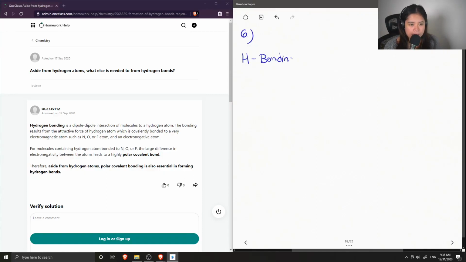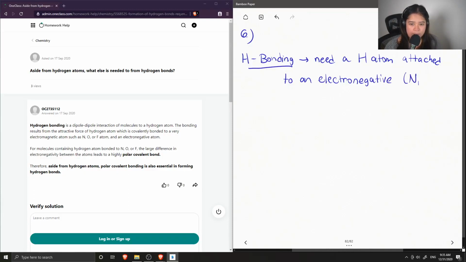So when you have hydrogen bonding, we also need a hydrogen atom that is attached to an electronegative atom. So some examples would be like nitrogen, oxygen, or fluorine.